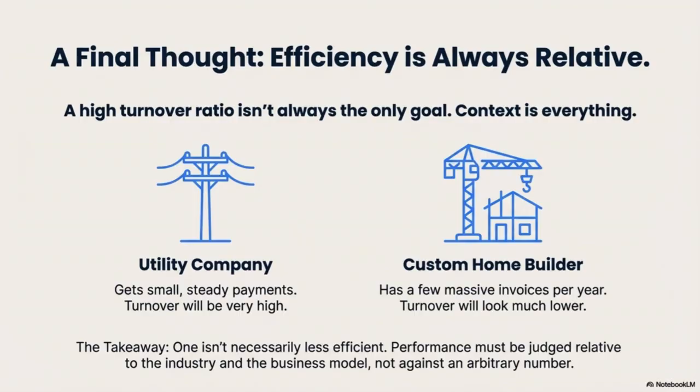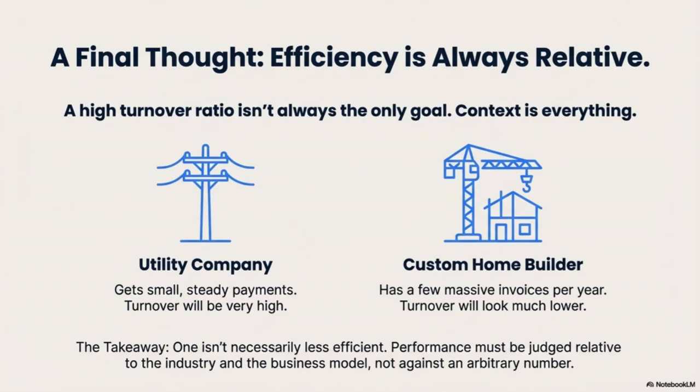And finally, we contrasted the two ways to get cash faster. Factoring, which is a sale of the asset and the risk, versus pledging, which is just using the asset as collateral for a loan. And it all culminates in that final report card. The accounts receivable turnover ratio, the ultimate test of collection efficiency.